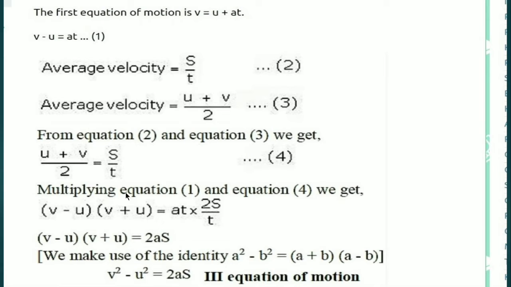Why did we multiply both the LHS, children? If you see here, this is of the form a plus b into a minus b. We get a plus b into a minus b is a square minus b square. So here v plus u into v minus u is the same as v square minus u square. This t and t get cancelled. So we have 2as. So v square minus u square is equal to 2as. This is the third equation of motion, right?